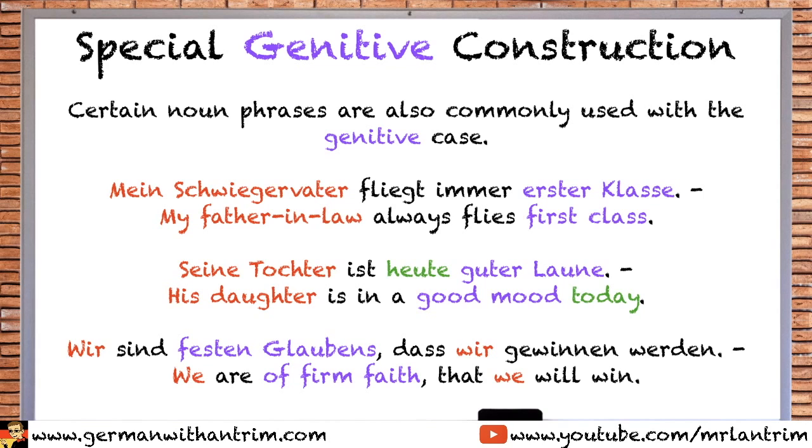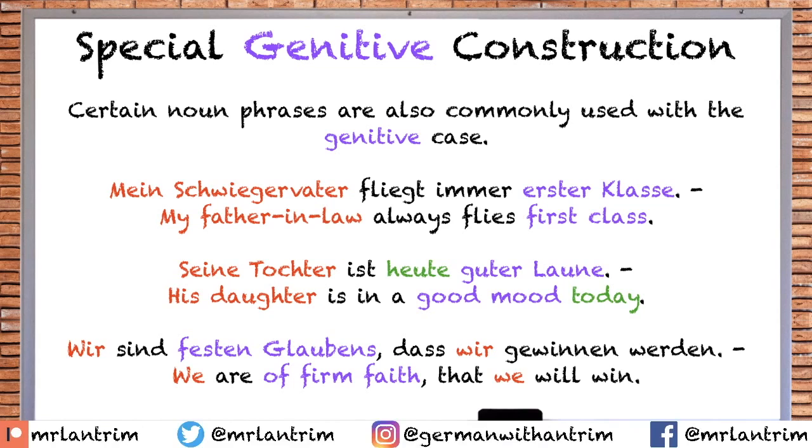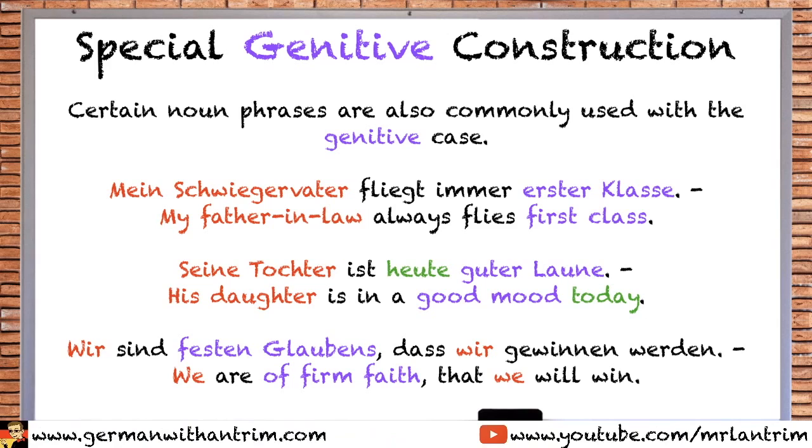Wir sind festen Glaubens, dass wir gewinnen werden. We are of firm faith that we will win. Festen Glaubens is kind of a fixed phrase of sorts, meaning that it's just a phrase that is used in the genitive case because it's that way. Festen Glaubens, so a firm faith.